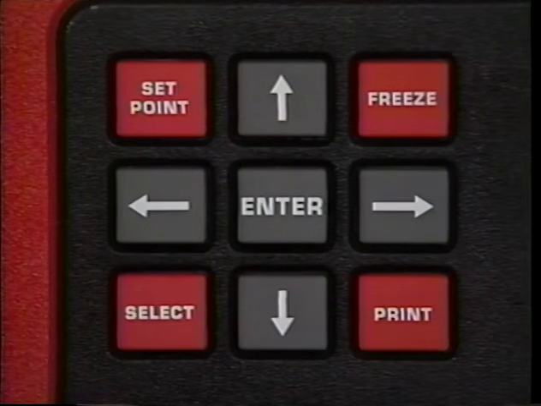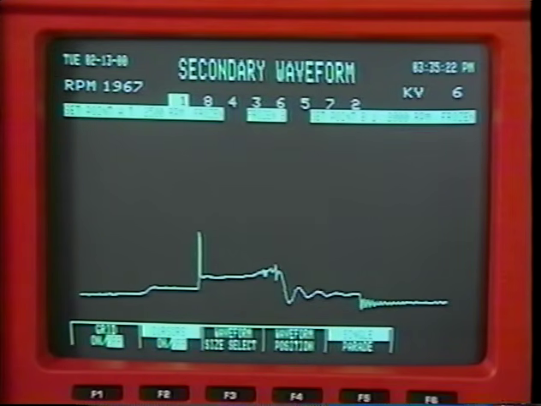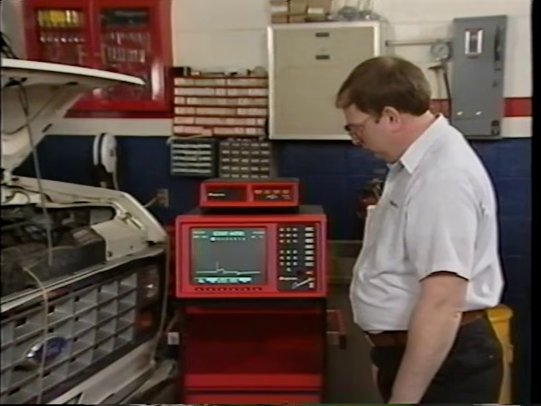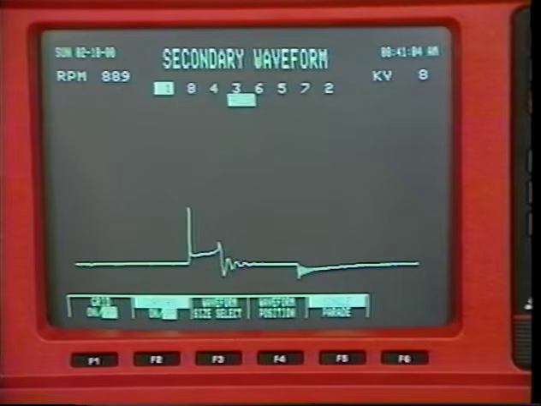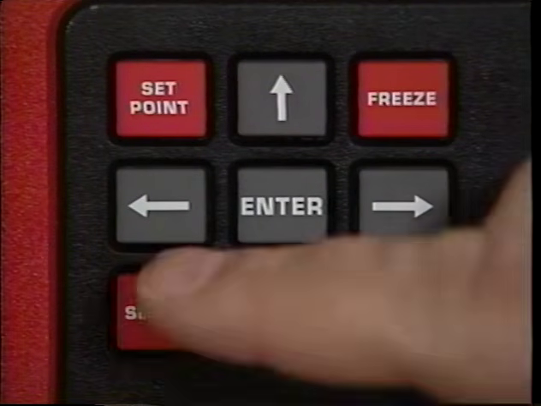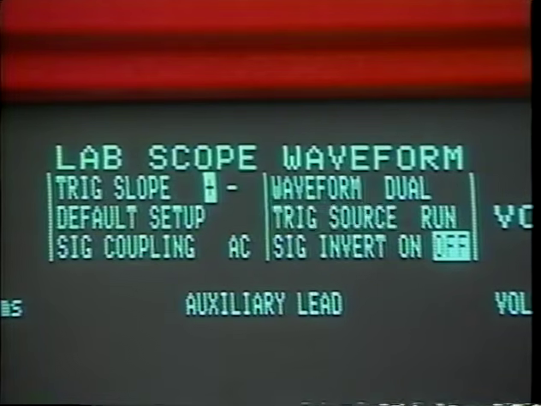The 4 red keys are specific command keys that can be used in many test screens. You can enter RPM set points where a test will automatically stop when the engine reaches a predetermined speed. You can freeze a live test pattern to examine it more critically or save it in memory. In certain test screens, the Select key will give you access to additional testing options.